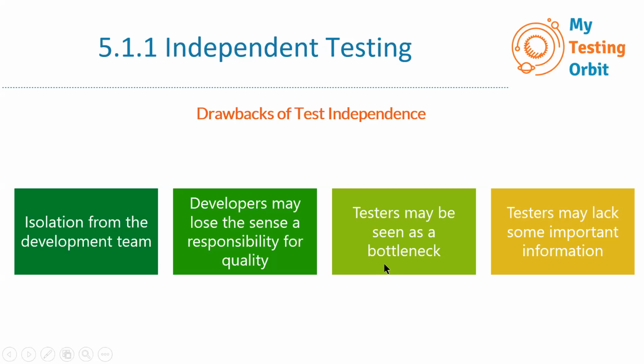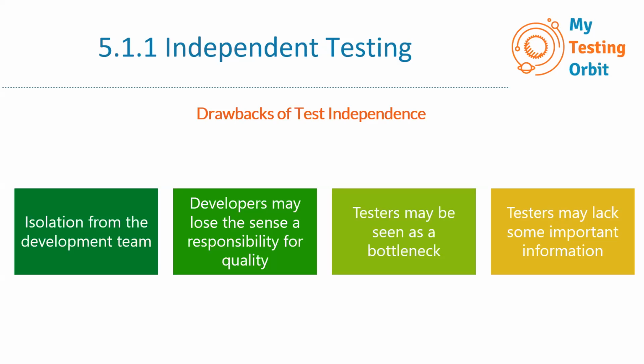The third one is that testers may be seen as a bottleneck. If the test team is independent, say a separate team within the same company or in another company, and they are testing separately, then sometimes they can be seen as a bottleneck, as if they are preventing delivery to production. They can be blamed: we are not able to deliver because testers are still testing it. While when they are working in the same team, there are many activities which can be done in parallel as well.